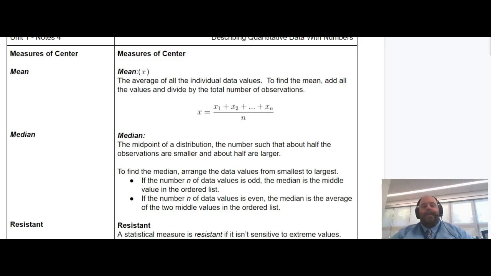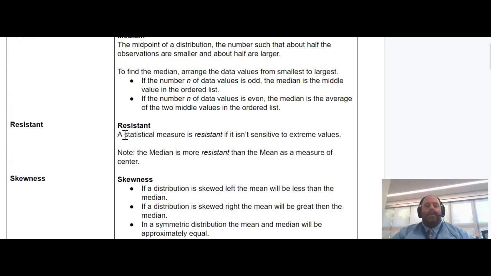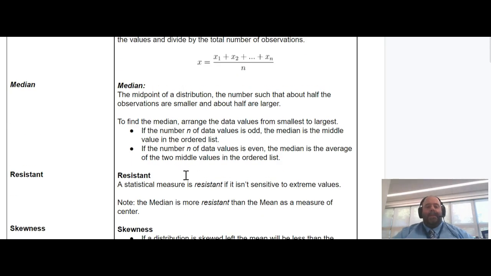Now, as far as a measure of center, the median is probably better than the mean for just giving a measure of center. It's because it's what's called resistant. So if you take an extreme value, and you take one of the data points, let's say at the end, and you make it really, really, really big, the median is not going to move. The mean will slide right with that thing. So the mean is going to move, but the median will not. So the median is more resistant. It's not as sensitive to extreme values as the mean is.